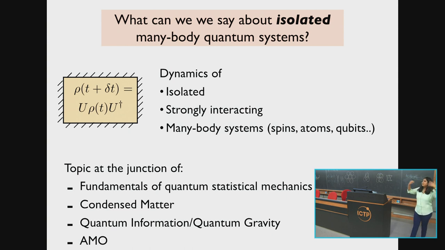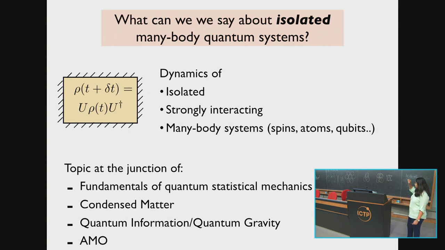So you can successively keep doing this till your entire universe is your system of interest, and you can ask what is the statistical mechanics of this isolated quantum system, okay? So the focus of these lectures is going to be describing the dynamics of isolated, so there's no external bath, it's just the system as a whole, isolated, strongly interacting many-body quantum systems, okay? So these could be systems of spins, atoms, qubits, whichever degrees of freedom you want to imagine, okay?